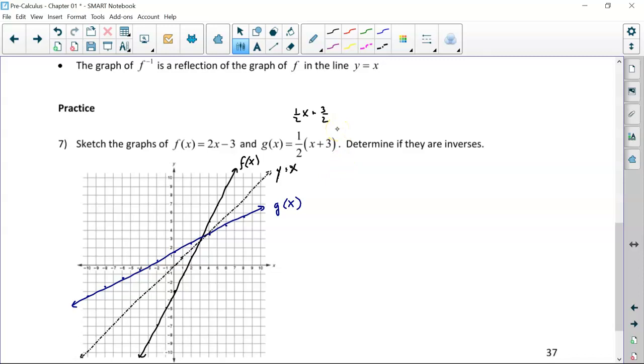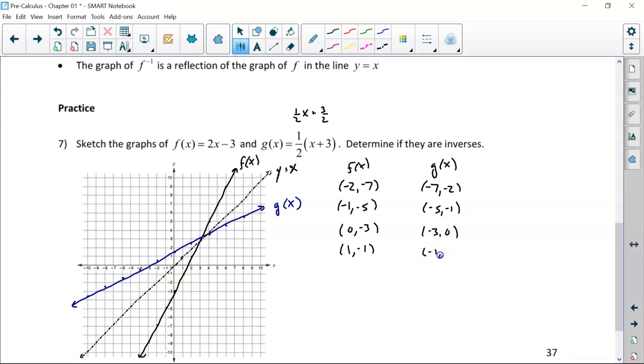Now, not only that with inverses, but if we look at some points, I can see for f of x, I have some points there. I have the point -2, -7 is on f of x. -1, -5 is on f of x. And I'm getting these right from the graph. 0, -3, 1, -1. Now, if you look at g of x, some points that are on g of x are -7, -2; -5, -1; -3, 0; and -1, 1.